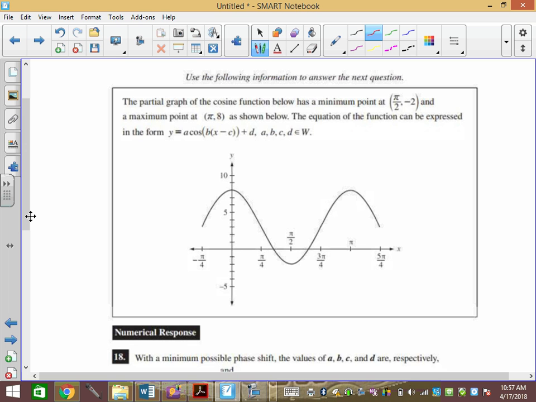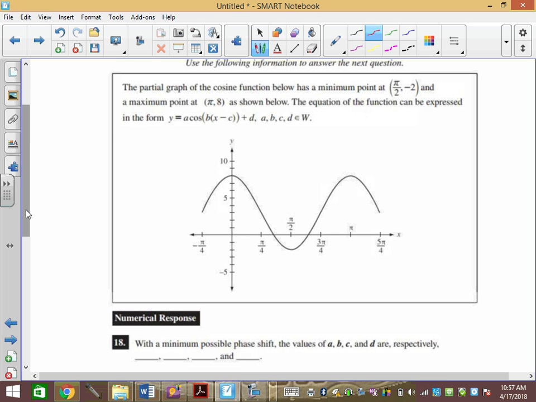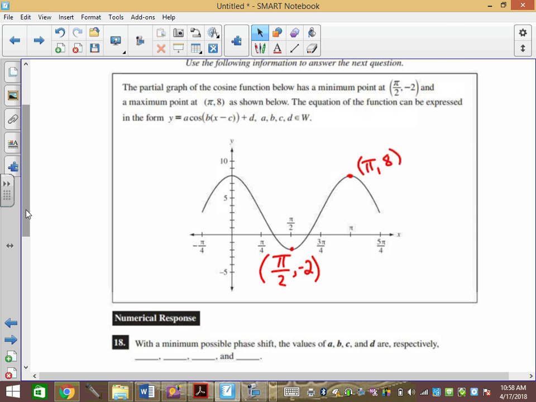Okay. The partial graph of the cosine function below has a minimum point at pi over 2 and negative 2, a maximum point at pi over 8. So they're telling you this so that you're not trying to guess. Oh, pi and 8. And if you're like, well, then why did I do it? You have a test tomorrow. That's why you did the hand in.